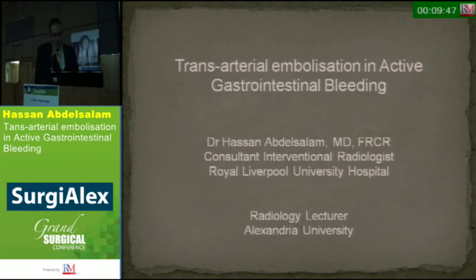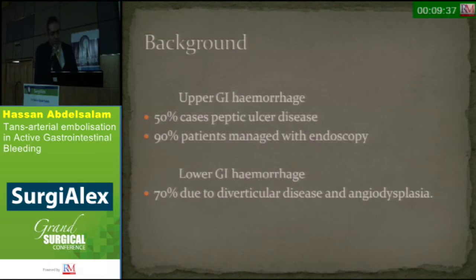I'm just going to talk about transarterial embolization in acute GI bleed and our experience at the Royal Liverpool University Hospital in the UK. A very short background to stick to the time. Upper GI hemorrhage, main causes are peptic ulcers in more than 50% of cases. Although 90% of them are managed endoscopically, still in 10% of cases, transarterial embolization is needed.